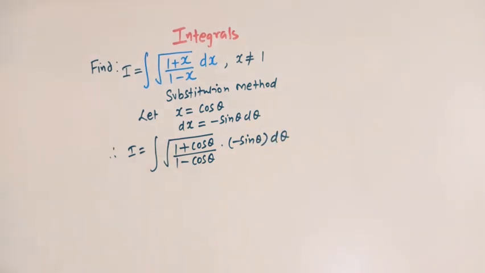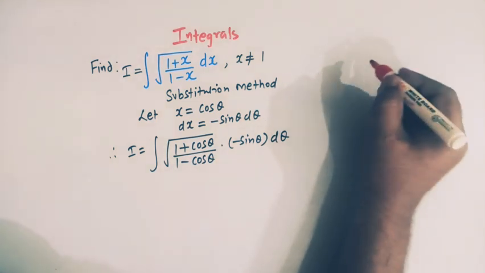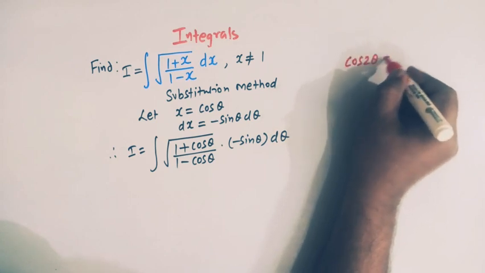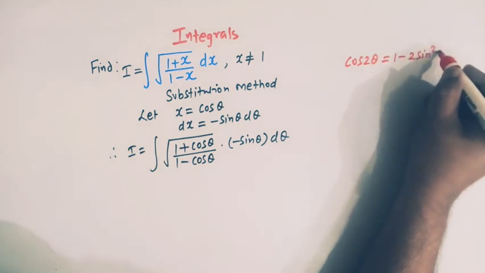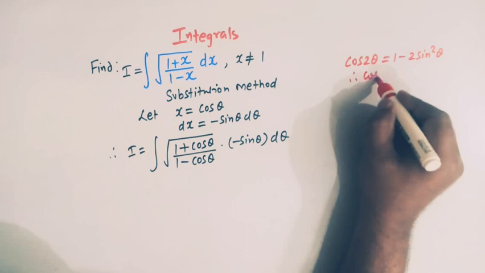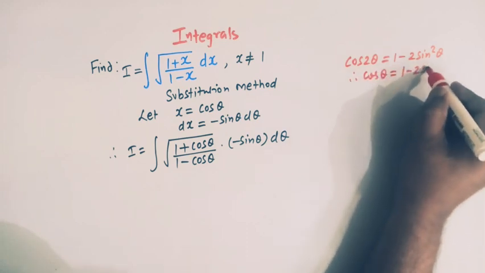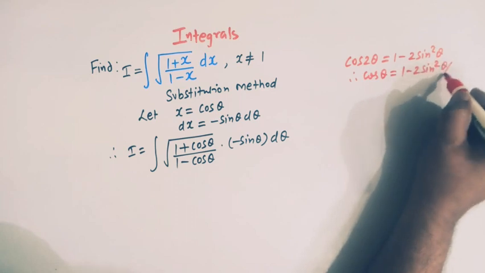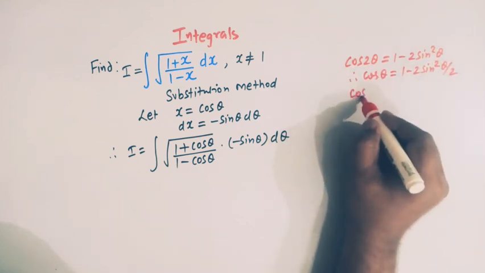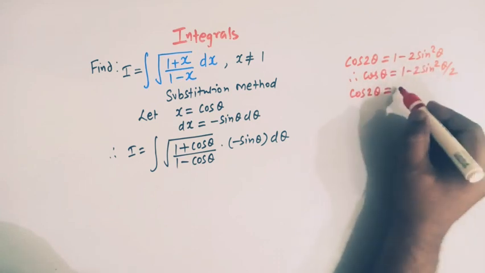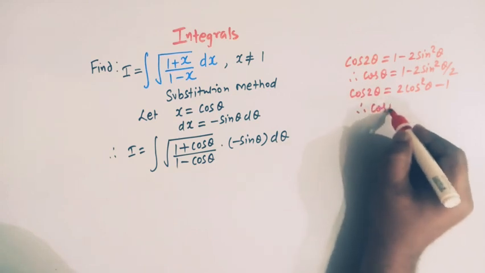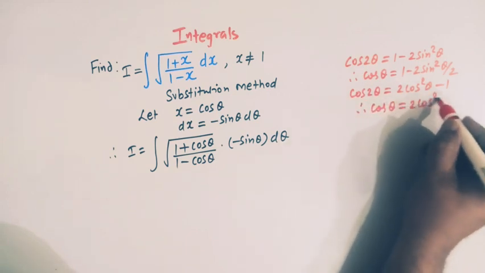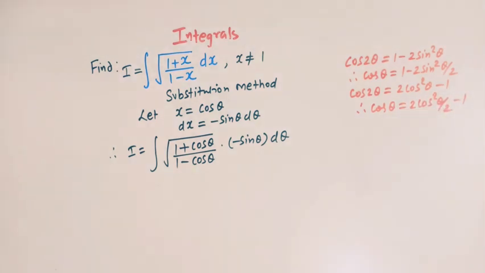Now here we'll use an important identity from trigonometry, right? So we know that cos 2 theta is equal to 1 minus 2 sine square theta. So therefore cos theta becomes 1 minus 2 sine square theta over 2. Similarly, cos 2 theta is equal to 2 cos square theta minus 1. So therefore cos theta becomes 2 cos square theta by 2 minus 1.